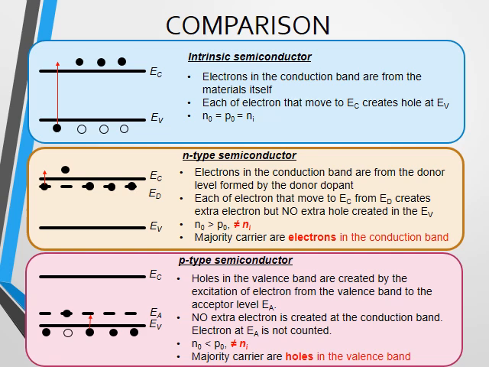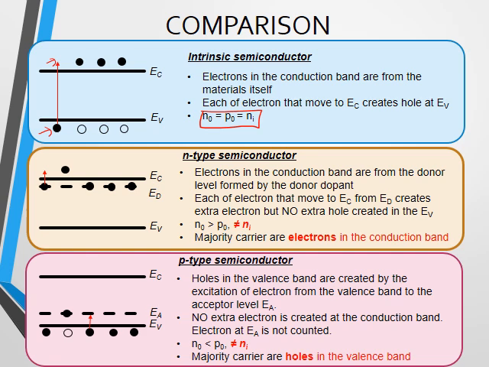Now let's compare all the three: intrinsic semiconductor, n-type semiconductor, and p-type semiconductor. For intrinsic semiconductor, the electrons in the conduction band are from the material itself. So, each electron that moves to conduction band creates one hole at the valence band. Thus, n node equals p node equals Ni, in which Ni is intrinsic electron concentration.